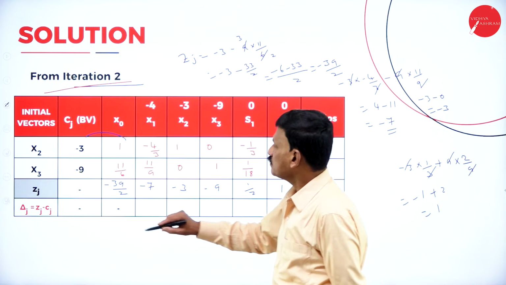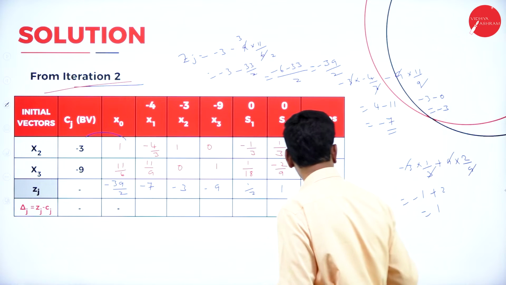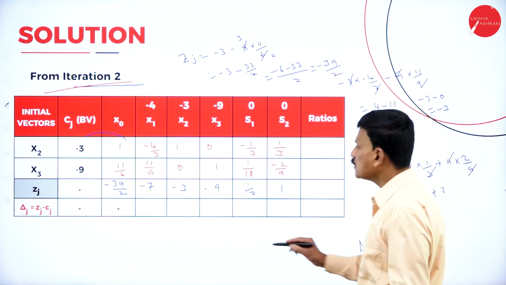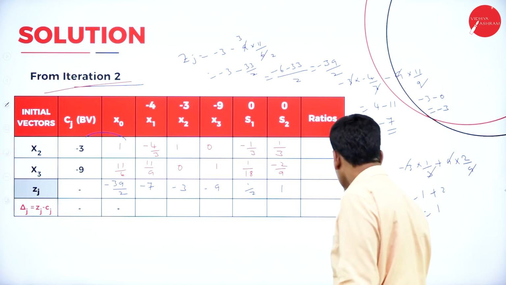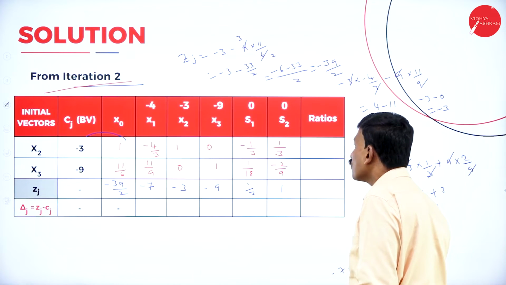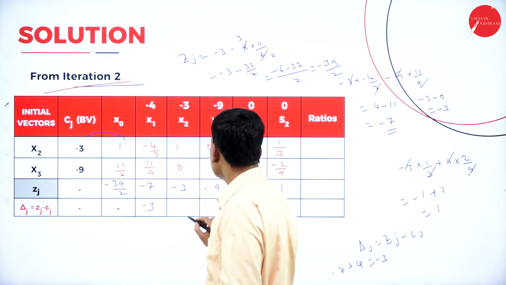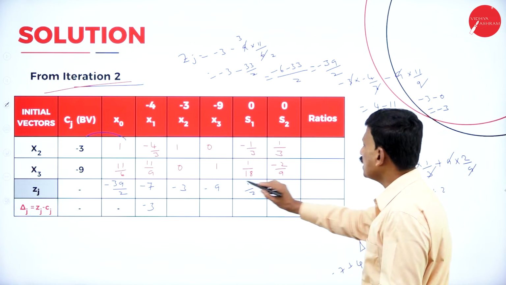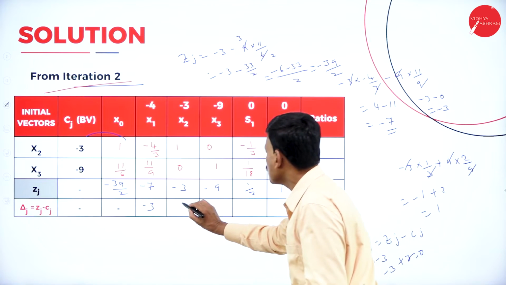Now find out delta j, which is equal to Zj minus Cj. Delta j is equal to, as usual, Zj minus Cj. So this is minus 7, minus of minus 4, is plus 4, this is equal to minus 3. You will get minus 3 here. This is minus 3, minus of minus 3 is plus 3, this is equal to 0.